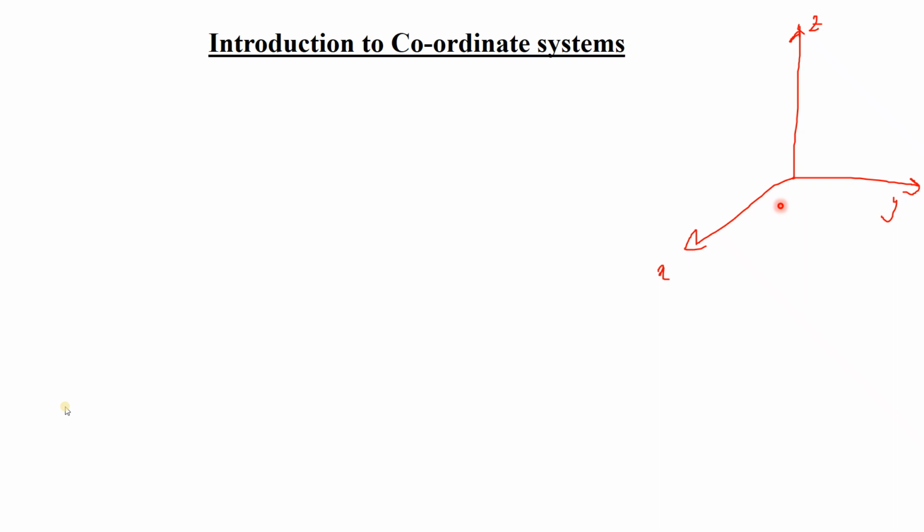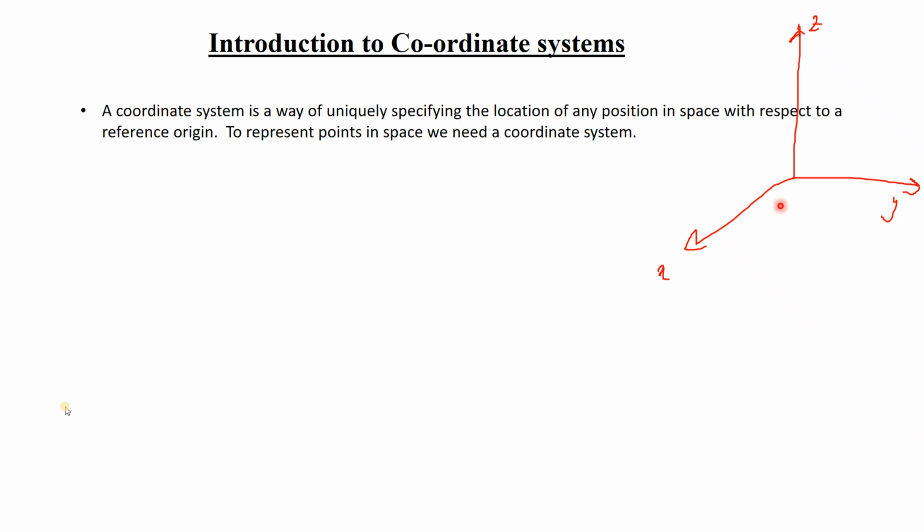Orthogonal coordinate system means the different axes, the plural of axis is axes, A-X-E-S, which are perpendicular to each other, that is why it is called an orthogonal coordinate system. The coordinate system uniquely satisfies the location of any position in a space with respect to a reference origin. That means location of a point.